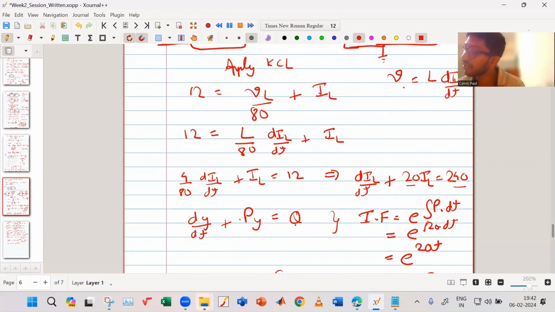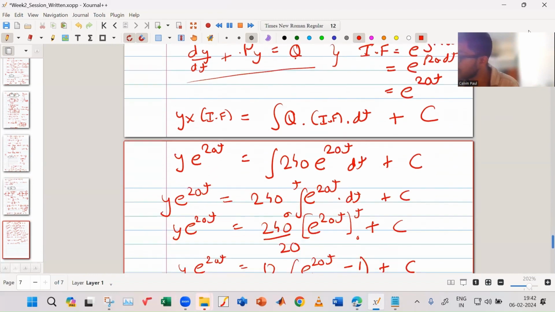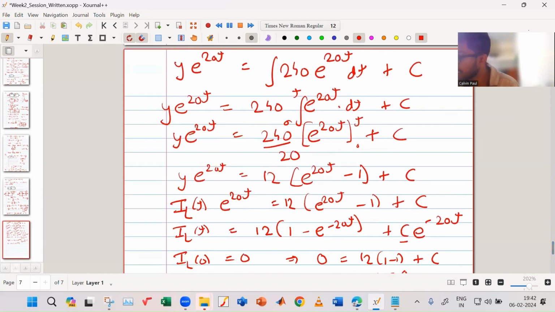And then I do mathematical manipulation of my differential equation, and I get it in this format. Then I know this method of solving first order differential equations, and I solve it using this method, and I finally get this equation: IL of t can be written in this format.